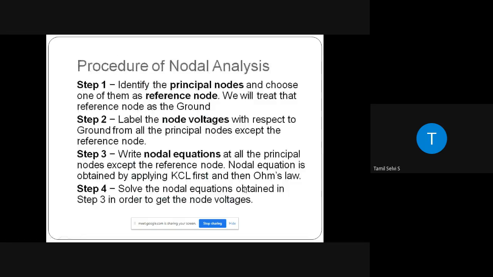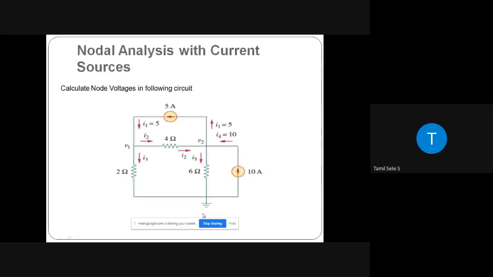Then solve the nodal equations obtained in step 3 in order to get the node voltages. Then the fourth step, we have to solve those equations. You have to solve the nodal equations either by using the equation solving method or by using a matrix, that is Cramer's rule method. Cramer's rule method is much easier when compared to equation solving. If we have only two variables, here V1 and V2 are the two variables, based on this we are forming only two equations. In this case we can solve the equations very easily.